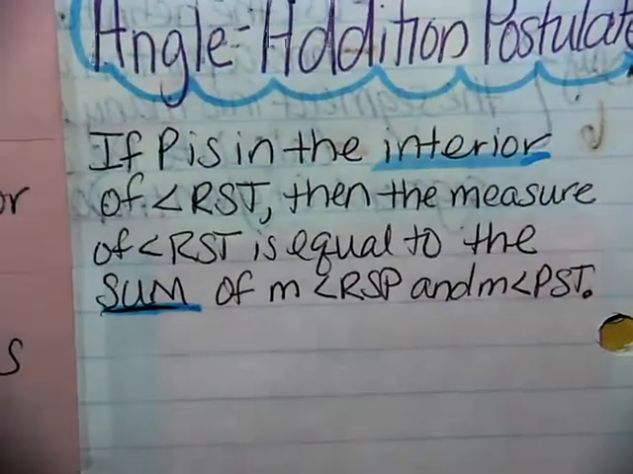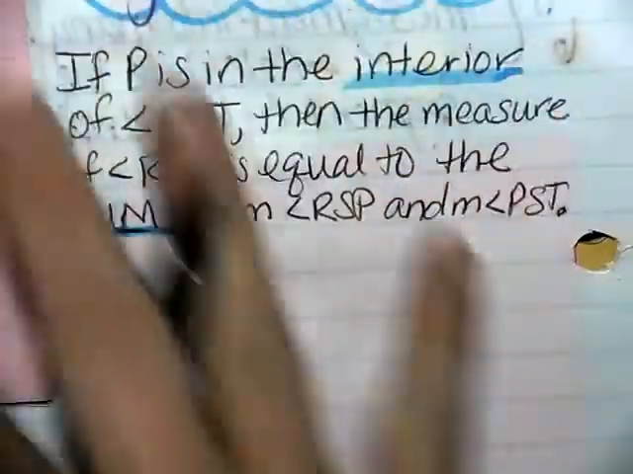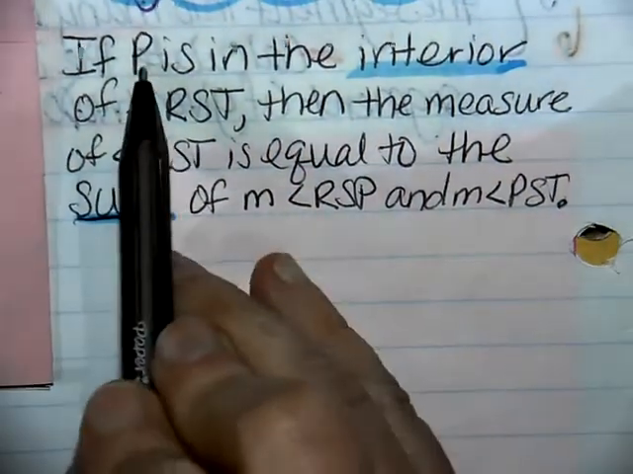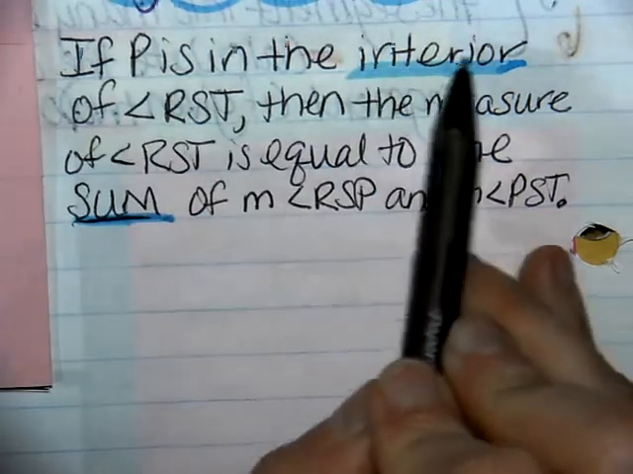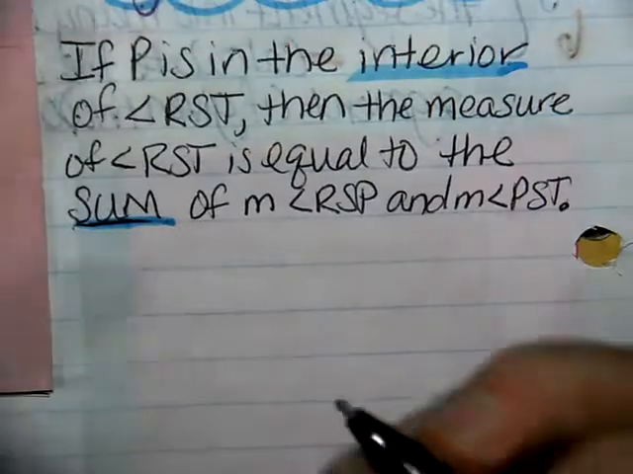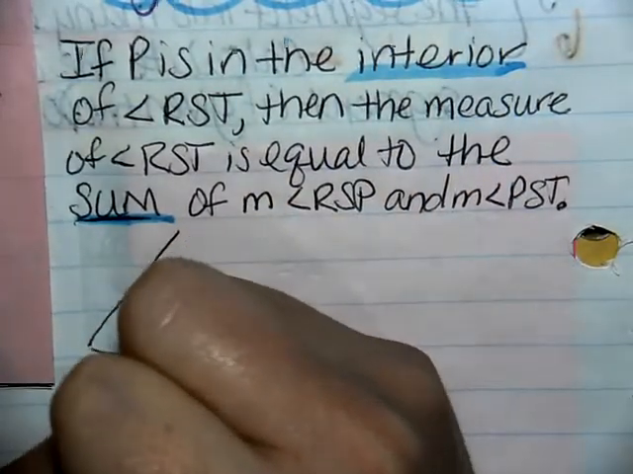So this looks like a lot of letters. So what I'm going to do is draw a picture representing this situation. So what I'm going to say is point P is in the interior of angle RST. So let's go ahead and write that down. Here is angle RST.